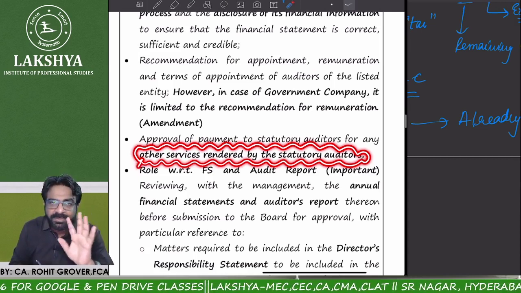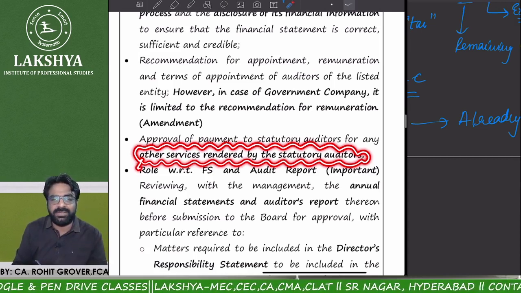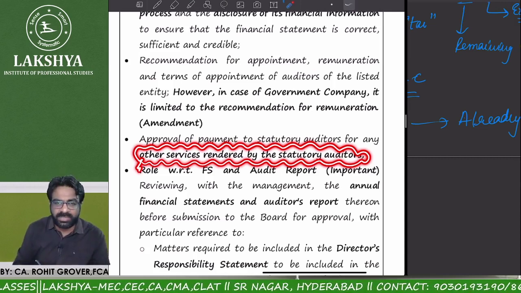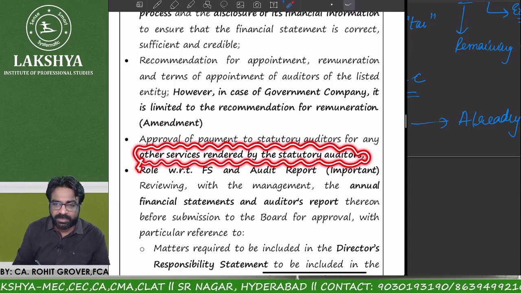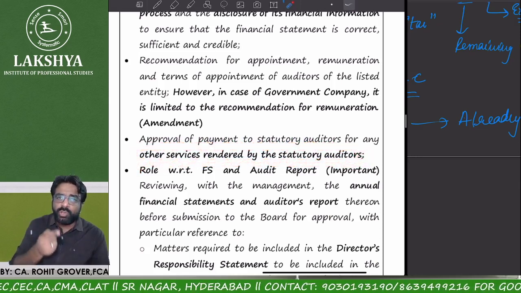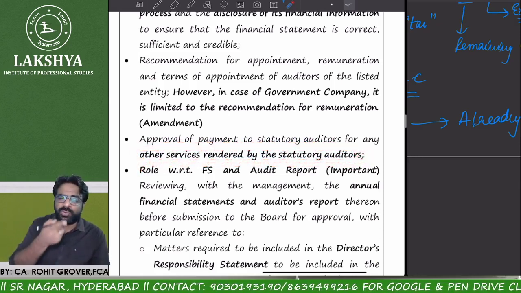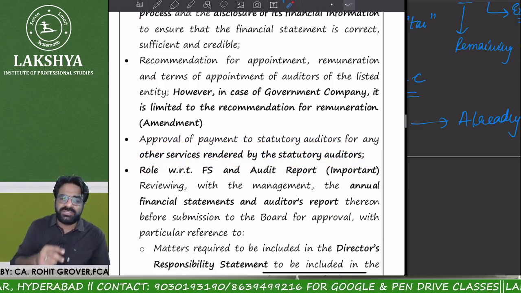Audit fees will not be determined by the audit committee. Other services remuneration will be determined by the audit committee. Are you getting the point or not? Now, who used to review the annual returns? Who used to review the auditor's report? Who used to review the financial statement board?